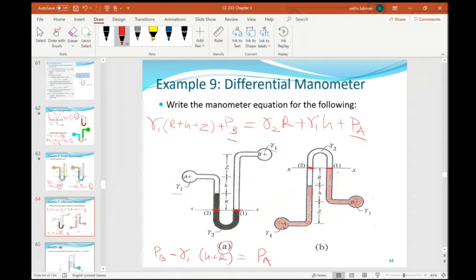that's the pressure here, then we subtract the pressure due to the column of the fluid, so minus gamma 1 also, into Z plus H, minus gamma 2 into R, gamma 2 times R, okay? So this will give us the pressure at point 2. The pressure at point 2 is equal to the pressure at point 1 because they are on the same elevation, okay? So here we can find either PA or PB, as the case may be, whichever one is unknown, okay?